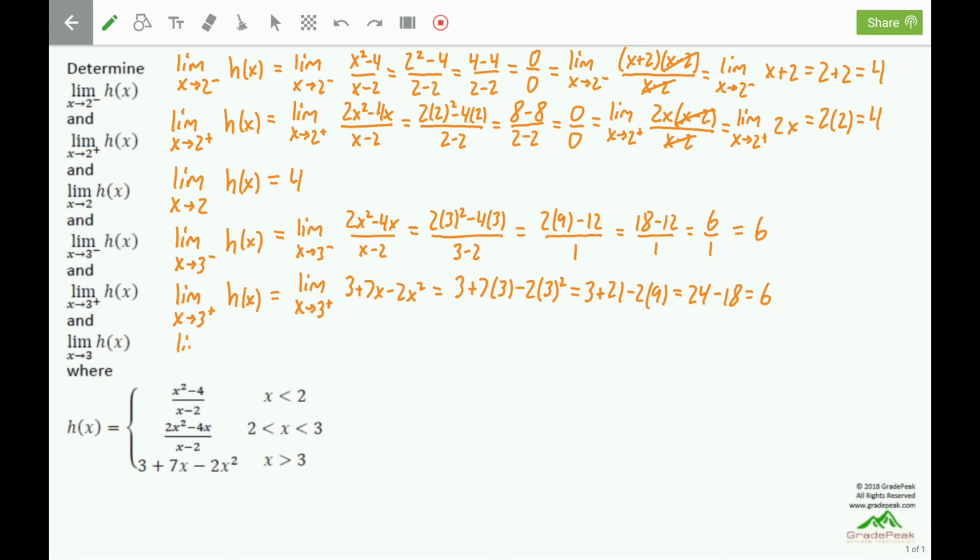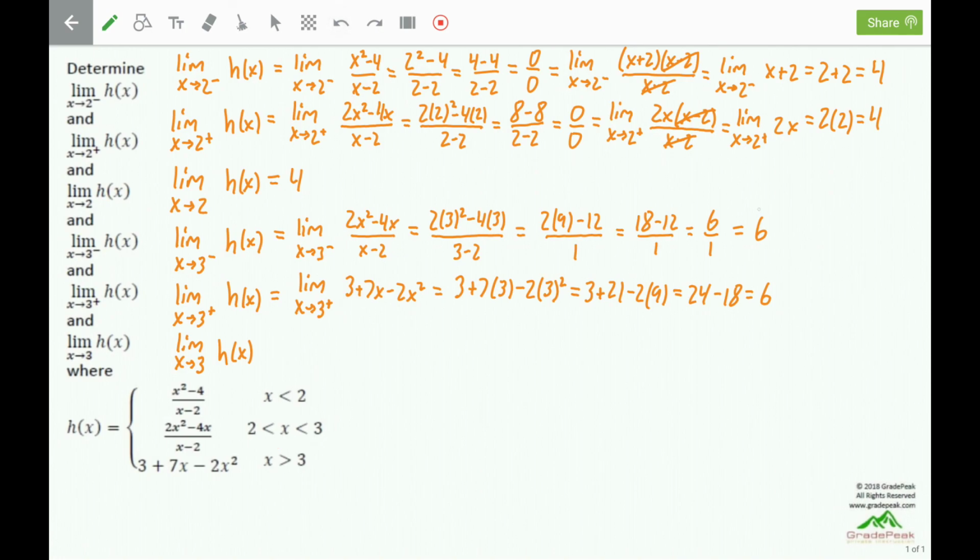Now we want the two-sided limit, indicated by no superscript on the 3 of h of x. Since we have a split expression function, and the expression is changing at the 3 from one expression to the other, we cannot replace h of x with an expression for the two-sided limit. Instead, we have to rely on the two one-sided limits to get the result of the two-sided limit.